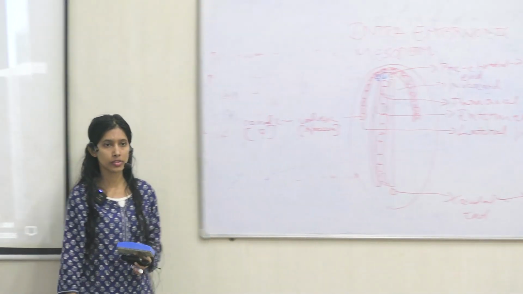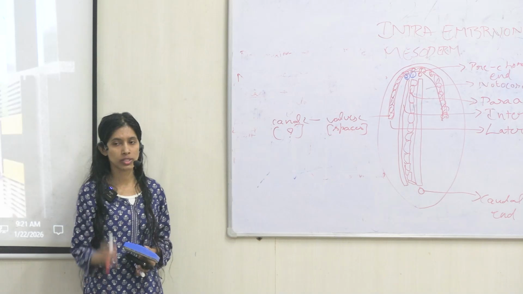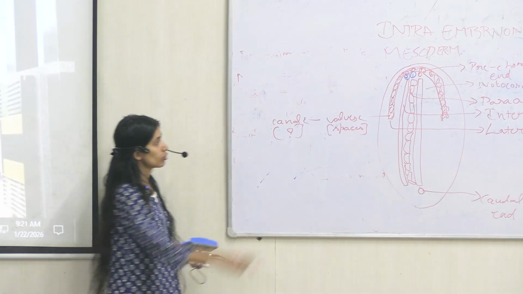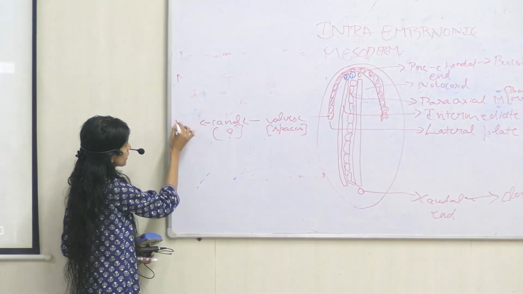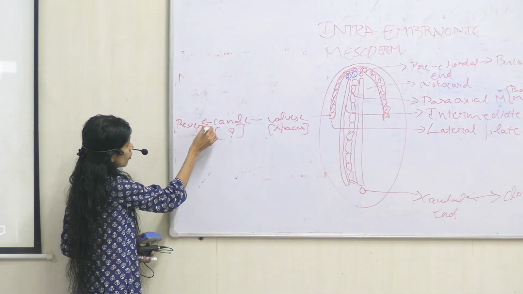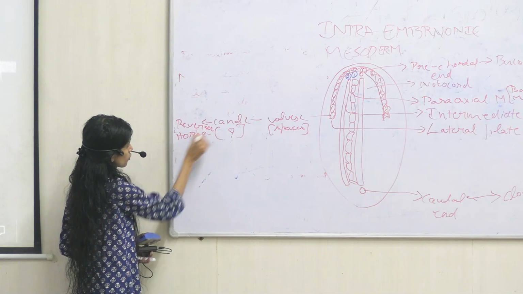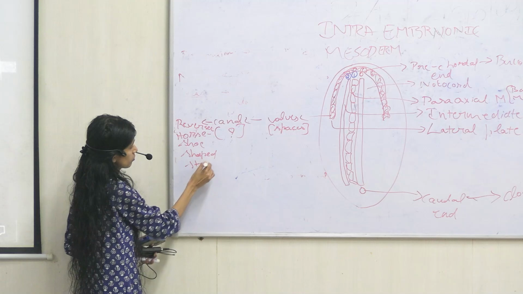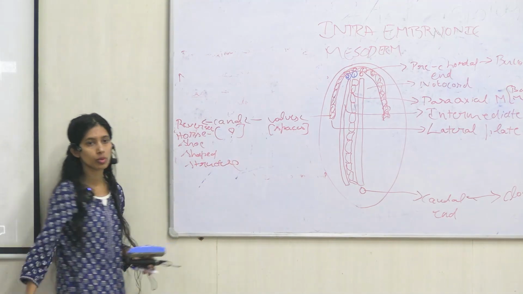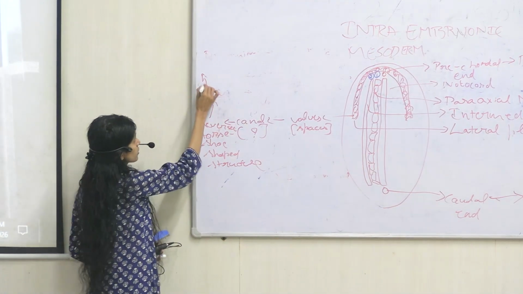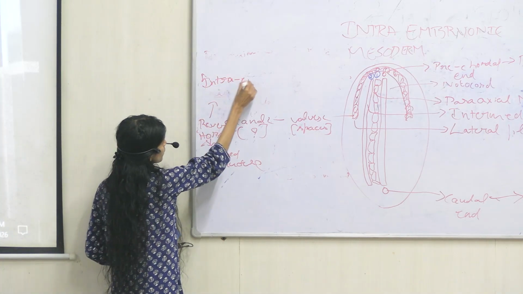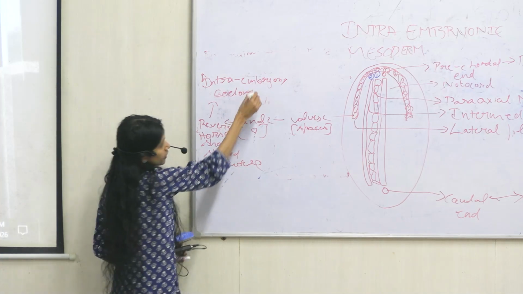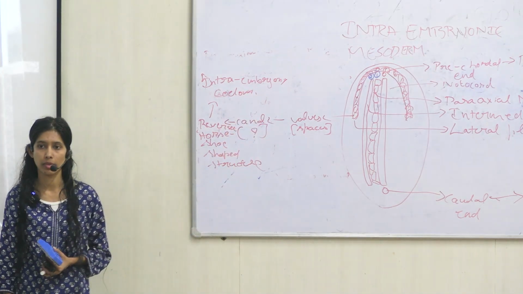What that canal is called is your assignment question. Just one single name is there, it is given in your textbook, check it once. Now this canal is present as a reversed horseshoe shaped structure, and this structure is called the intraembryonic coelom.